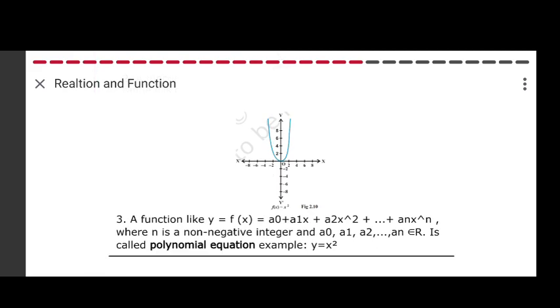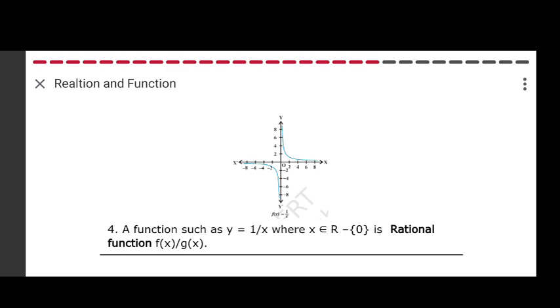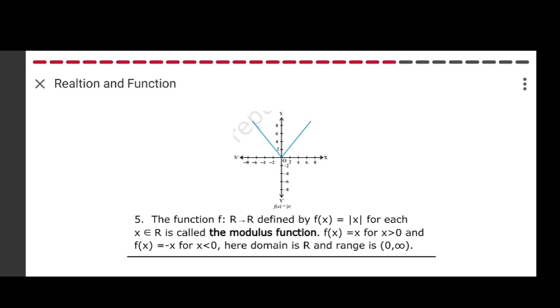3. A function like y = f(x) = a0 + a1x + a2x² + ... + anx^n, where n is a non-negative integer and a0, a1, a2, ..., an ∈ R, is called a polynomial function. Example, y = x². 4. A function such as y = 1/x where x ∈ R − {0} is a rational function f(x)/g(x).